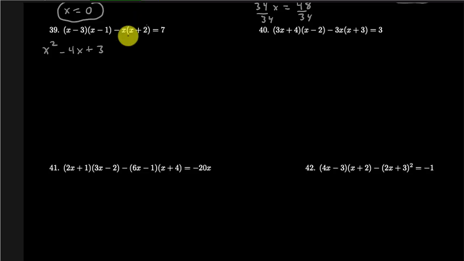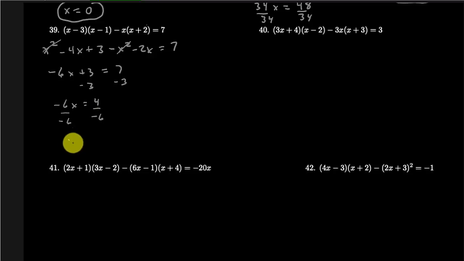And then we're going to distribute the minus x. So minus x squared minus 2x equals 7. And obviously, when we combine like terms, the x squareds are going to go out because we're solving linear equations. And that's going to leave me with negative 6x plus 3 equals 7. I'm going to subtract 3 from both sides, so I get negative 6x equals 4. Divide everything by negative 6. X is equal to negative 2/3.